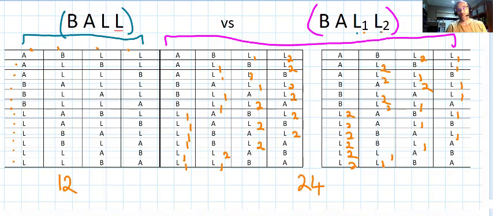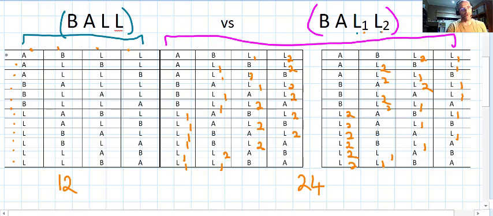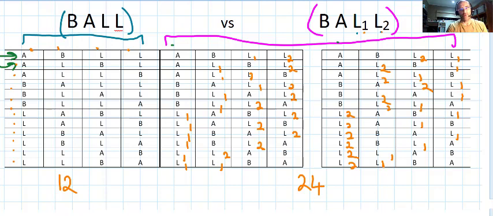Correct, 24 such arrangements. So in essence we see that for each of these rows, which are for each arrangement in B-A-L-L indistinguishable, we get 2 different arrangements for distinguishable. So in this case there are twice as many arrangements if we have distinguishable versus indistinguishable. So in other words, we have half as many if it's indistinguishable.